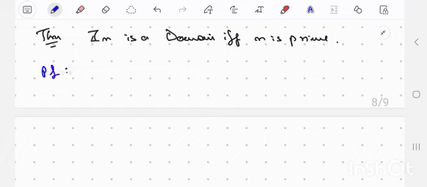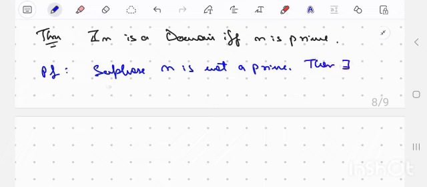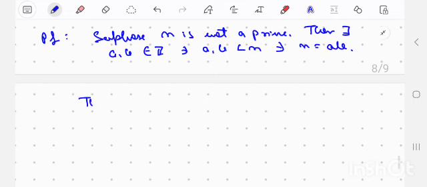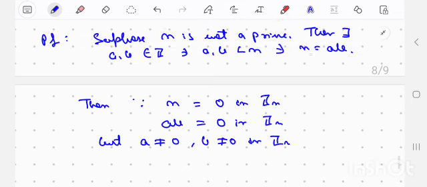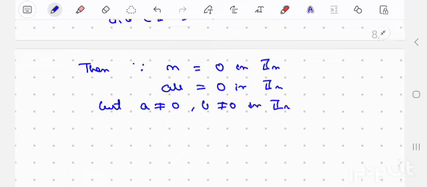Proof. Suppose n is not a prime. Then there exist A and B in Z such that both are less than n and n is equal to A times B. Since n is equal to 0 in Zn, the product AB must be equal to 0 in Zn, but A is non-zero in Zn, and B is also non-zero in Zn, because A and B both are less than n. Therefore n neither divides A nor divides B.